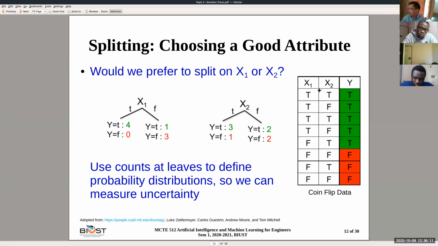For x2, if x2 is true, then you have three outputs that are true and one output that is false. And if x2 is false, you have two true and two false.